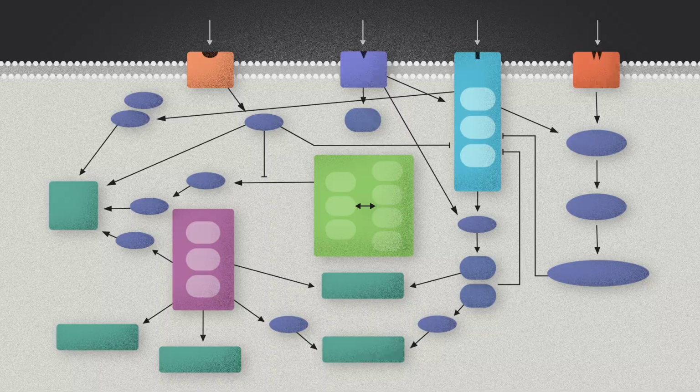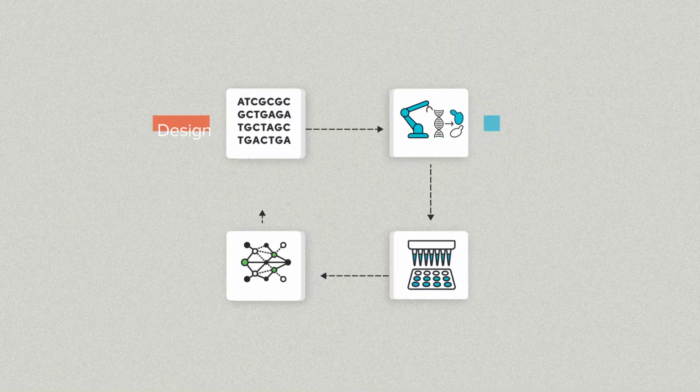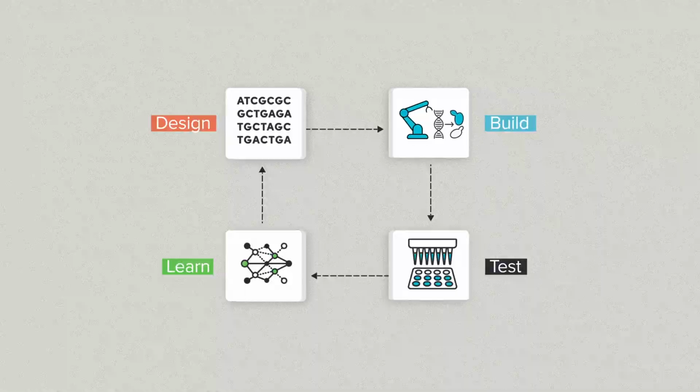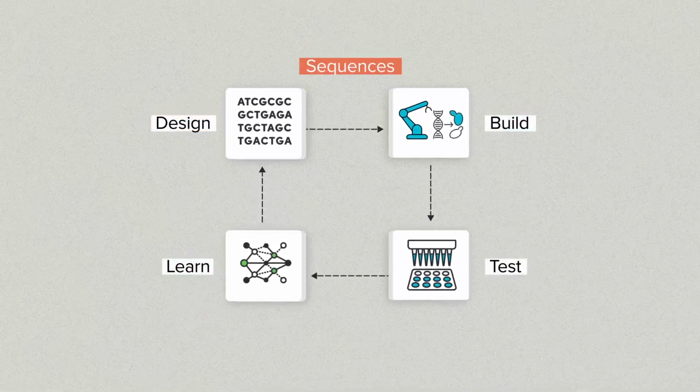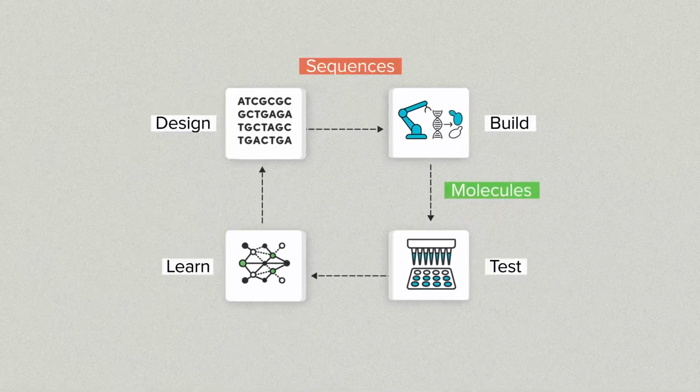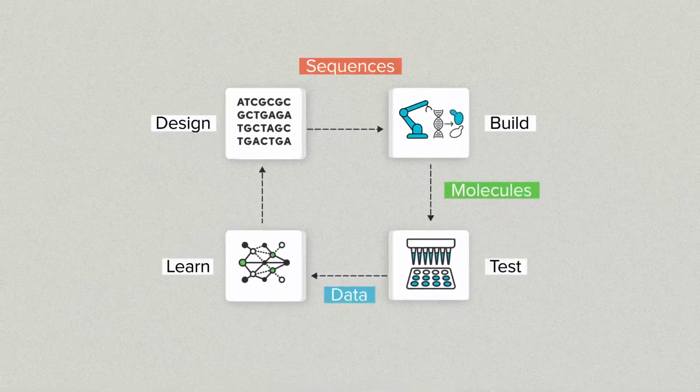At Ginkgo, we often use DBTL internally because it helps to divide complex projects among specialized teams. The payoff is simpler and more streamlined communication. Design can pass digital DNA files to build. Build can pass physical DNA to test. Test can pass experimental data to learn.